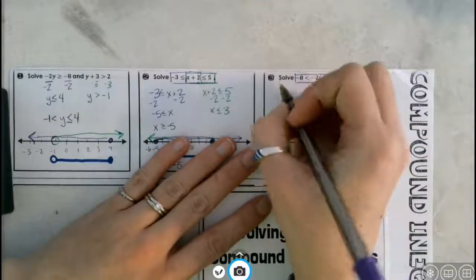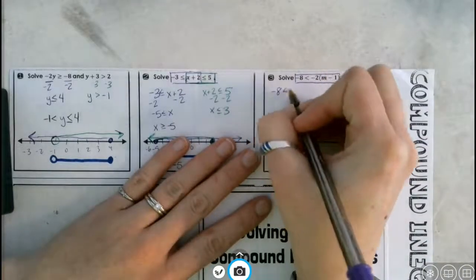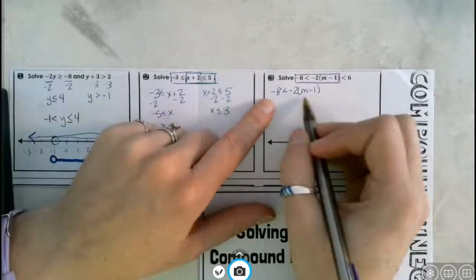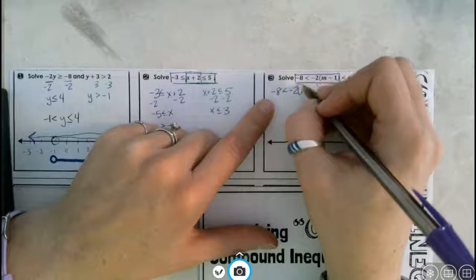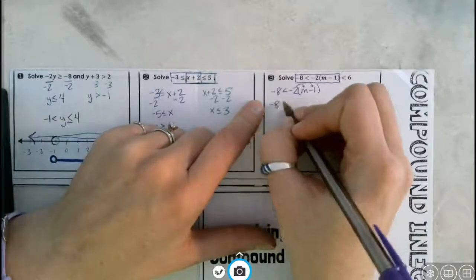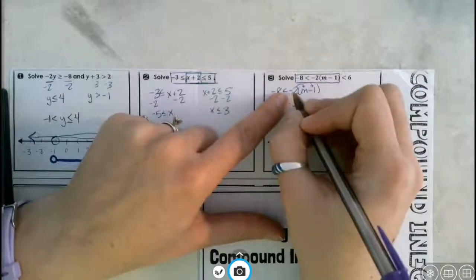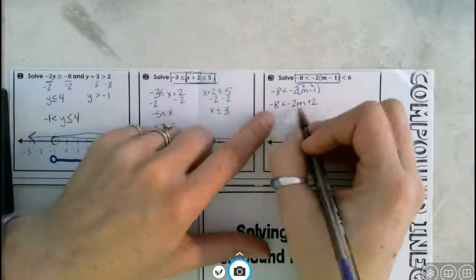So here's my purple side. Negative 8 is less than negative 2 times m minus 1. So always I want to get rid of my parentheses first by using my distributive property. So negative 8 is less than negative 2m plus 2, because I'm distributing that negative 2. So now I want to solve for my m.